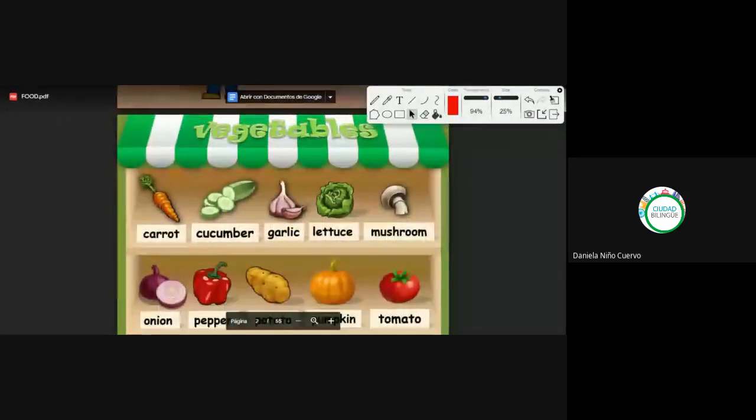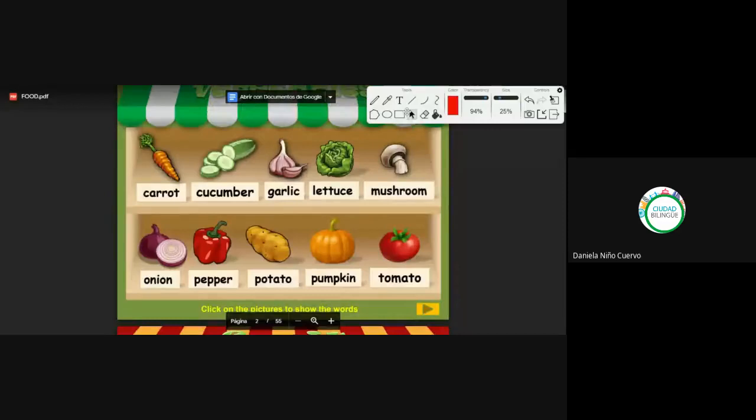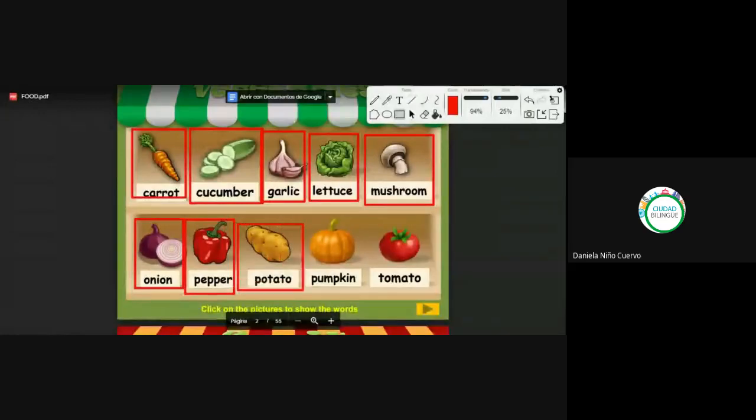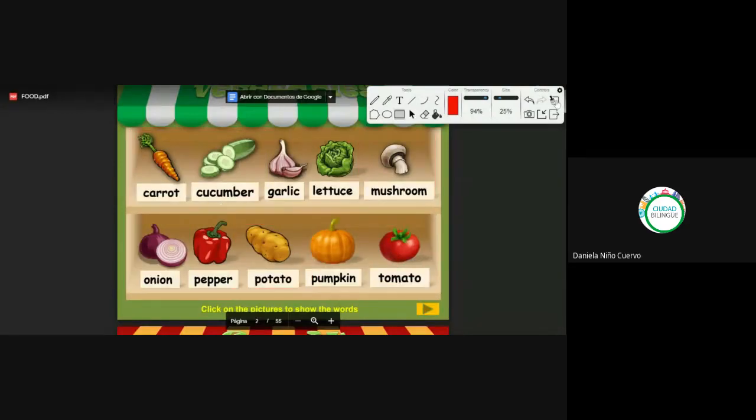In which we have first the vegetables. Vegetables. The pronunciation of this word is different. Yes, we say vegetables. So we have here the carrot, the cucumber, the garlic. We have the lettuce, mushroom, onion, pepper, potato, pumpkin, and tomato. Right? I'm going to repeat again. Carrot, cucumber, garlic, lettuce, mushroom, onion, pepper, potato, pumpkin, tomato.